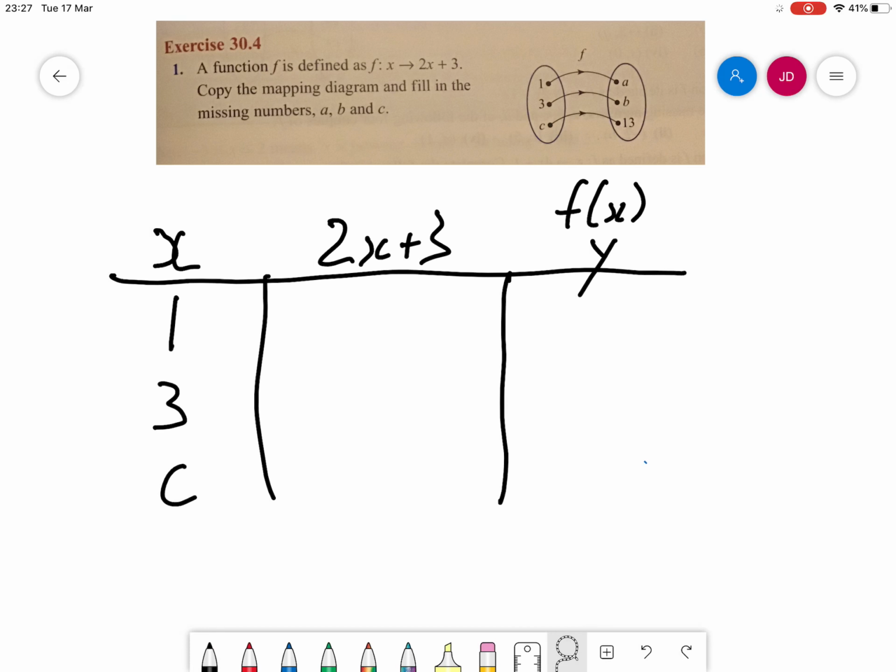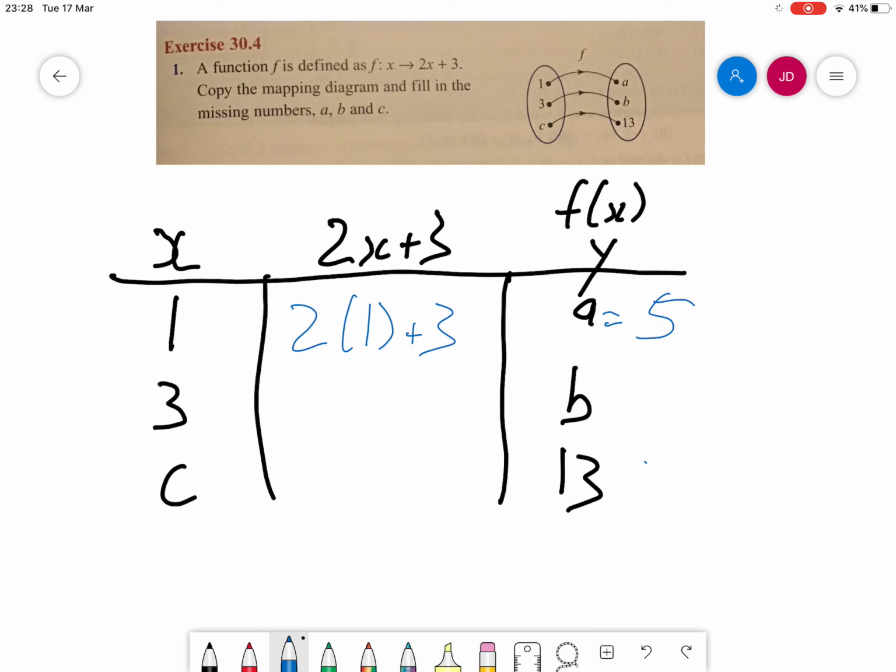We also know from the question that our outputs are going to be a, b, and 13. So the output for 1 is going to be a, the output for 3 is going to be b, and the output for c is going to be 13. So let's try out the maths in this. We know already that we can sub this function in as normal, so this becomes 2 times, when we swap in our 1 for the x, 1 plus 3. So 2 1s are 2, plus 3 is 5, so a is equal to 5.